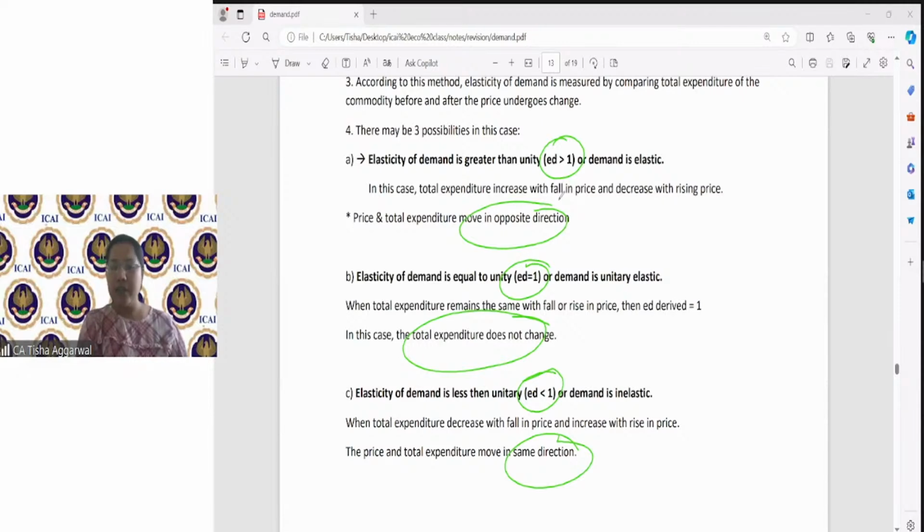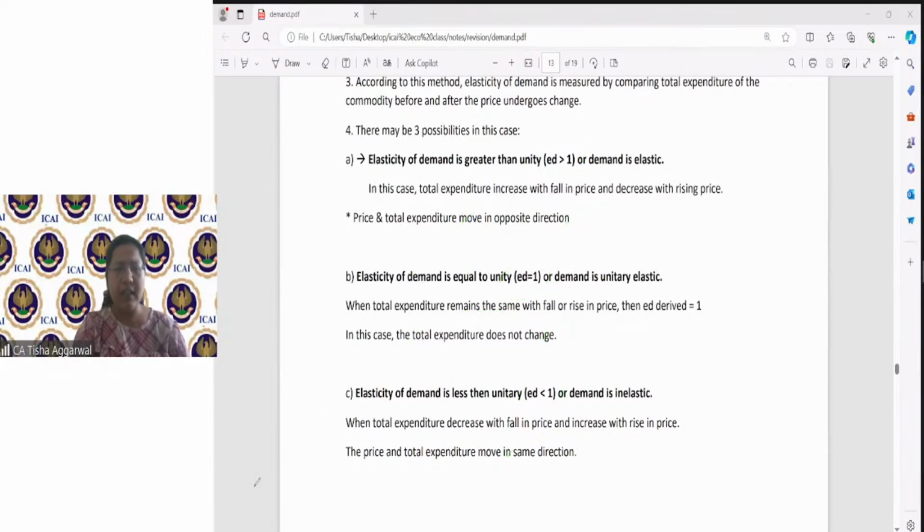Are they reducing, or is it not really getting changed? If that is the situation, we will call it the elasticity of demand according to the expenditure method, and this is how we are going to calculate it. Okay. Let's move further.